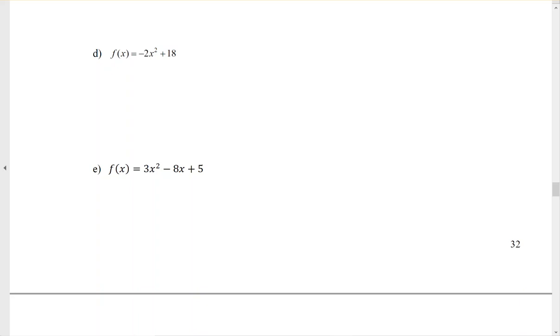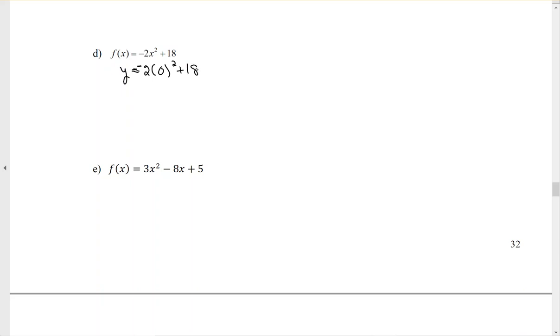These two problems are asking to find the x and y intercepts. So to start with, the y-intercept is probably a little bit easier to find. To find the y-intercept, we're going to let x equal 0 and then just evaluate the right-hand side of the equation here.